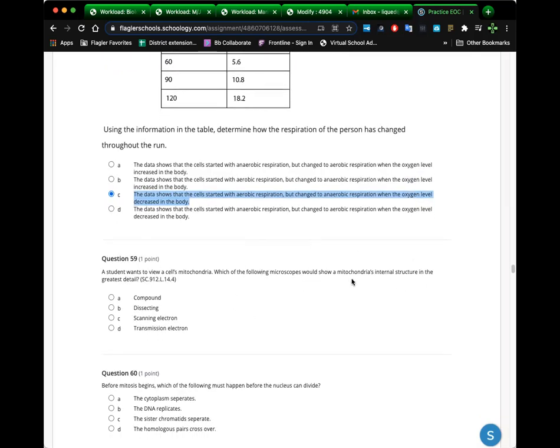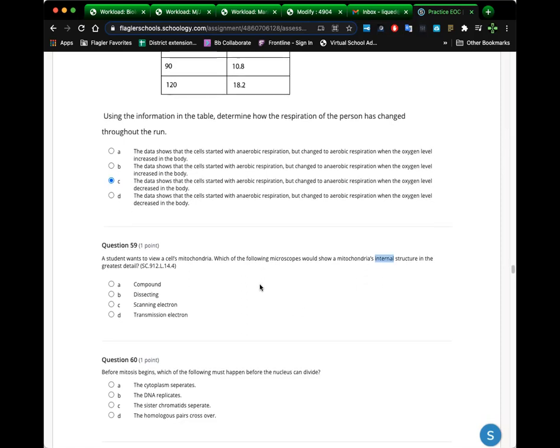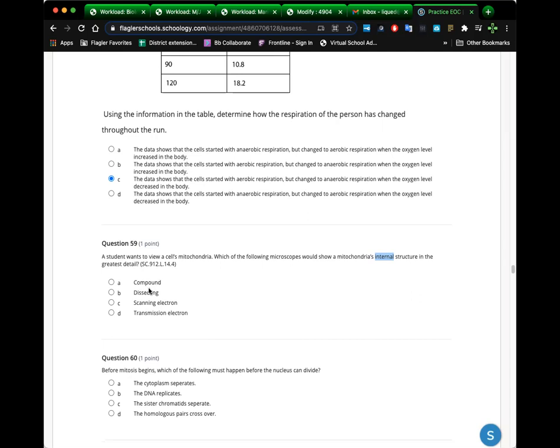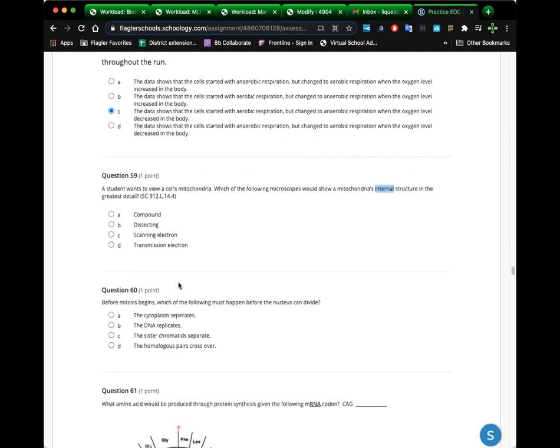All right, microscope, internal. As soon as you see something about an internal structure, it's going to be transmission. Both electron microscopes show very, very small structures like organelles, like the mitochondria. Transmission would be internal, scanning would be 3D, external. Compound light is used to look at living cells. And dissecting is for non-microscopic objects you want to view up close.